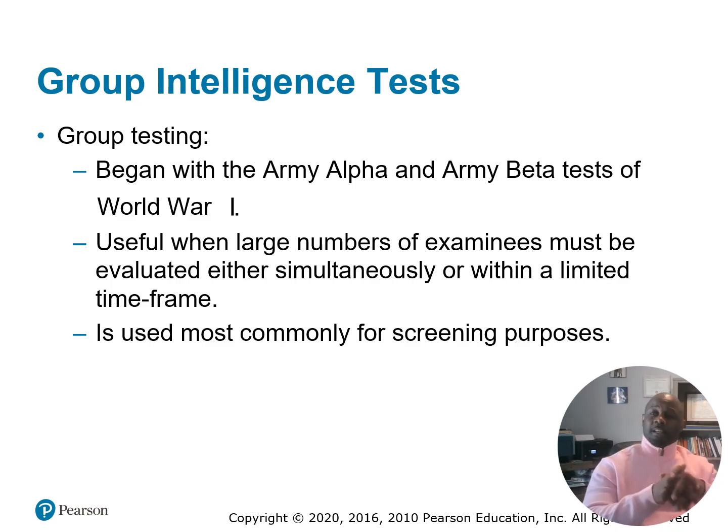So group intelligence tests, right? Group testing began with the Army Alpha and Army Beta tests in World War I. They were used when a large number of examinees must be evaluated either simultaneously or within a time frame, right? It's commonly used for screening purposes, so screening individuals for what their intelligence and abilities are. But you use these when you're assessing a large group of individuals.